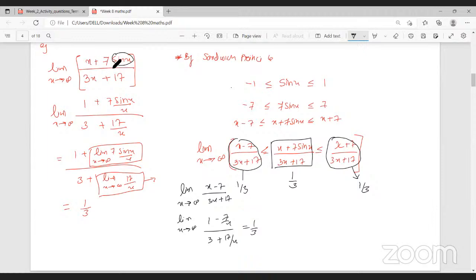Otherwise, you can follow our rule, like take x common. That is also doable. But whenever you are asked to solve a specific question using the sandwich principle only, in most of the questions there will be a trigonometric function. If you're given any complex function, you can multiply by 7, add a function, subtract, or divide the function. Yes, we can apply the sandwich principle only on bounded functions.